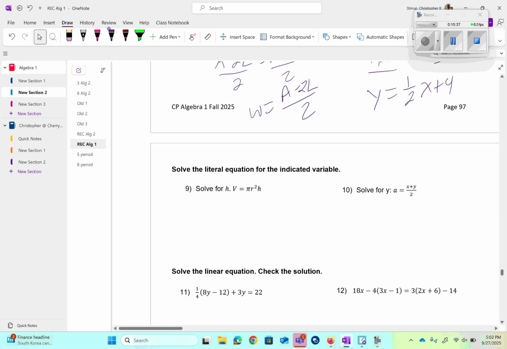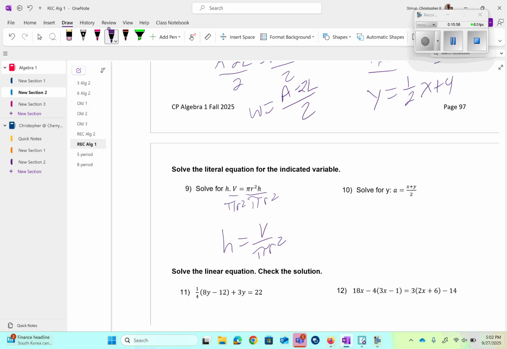For problem number 9, we want to get h by itself. Well, pi and r and h are all being multiplied together. So I'm going to divide both sides by pi r squared. And that's going to leave me h equals v over pi r squared.